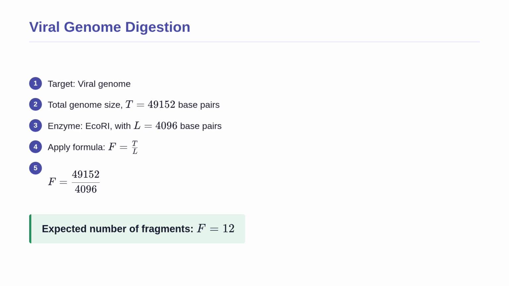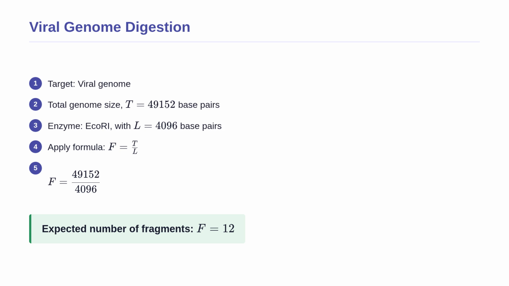Let us apply this formula to our EcoRI experiment. We are given a viral genome that is known to be exactly 49,152 base pairs long. We are asked to calculate exactly how many individual DNA fragments we expect to get after the EcoRI enzyme finishes cutting the entire genome.